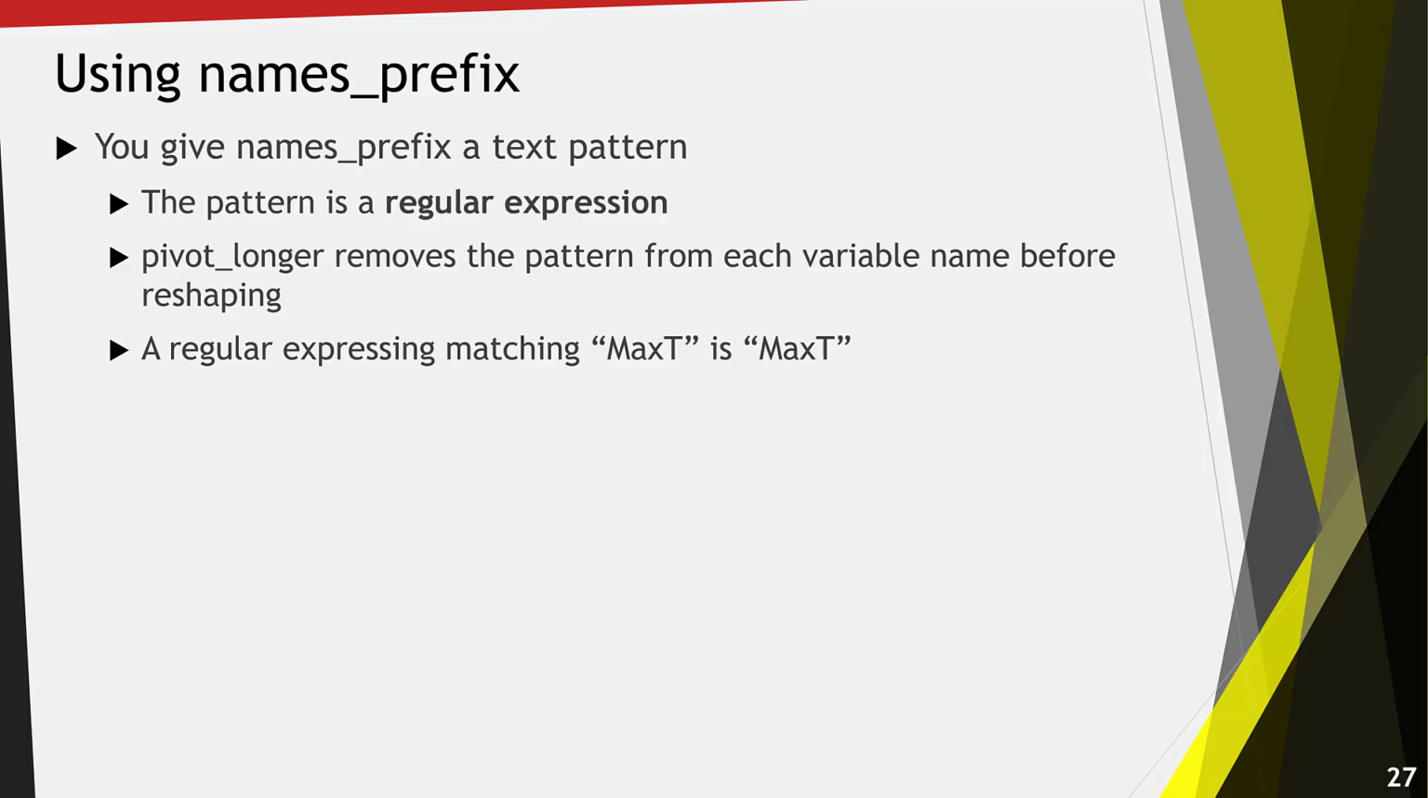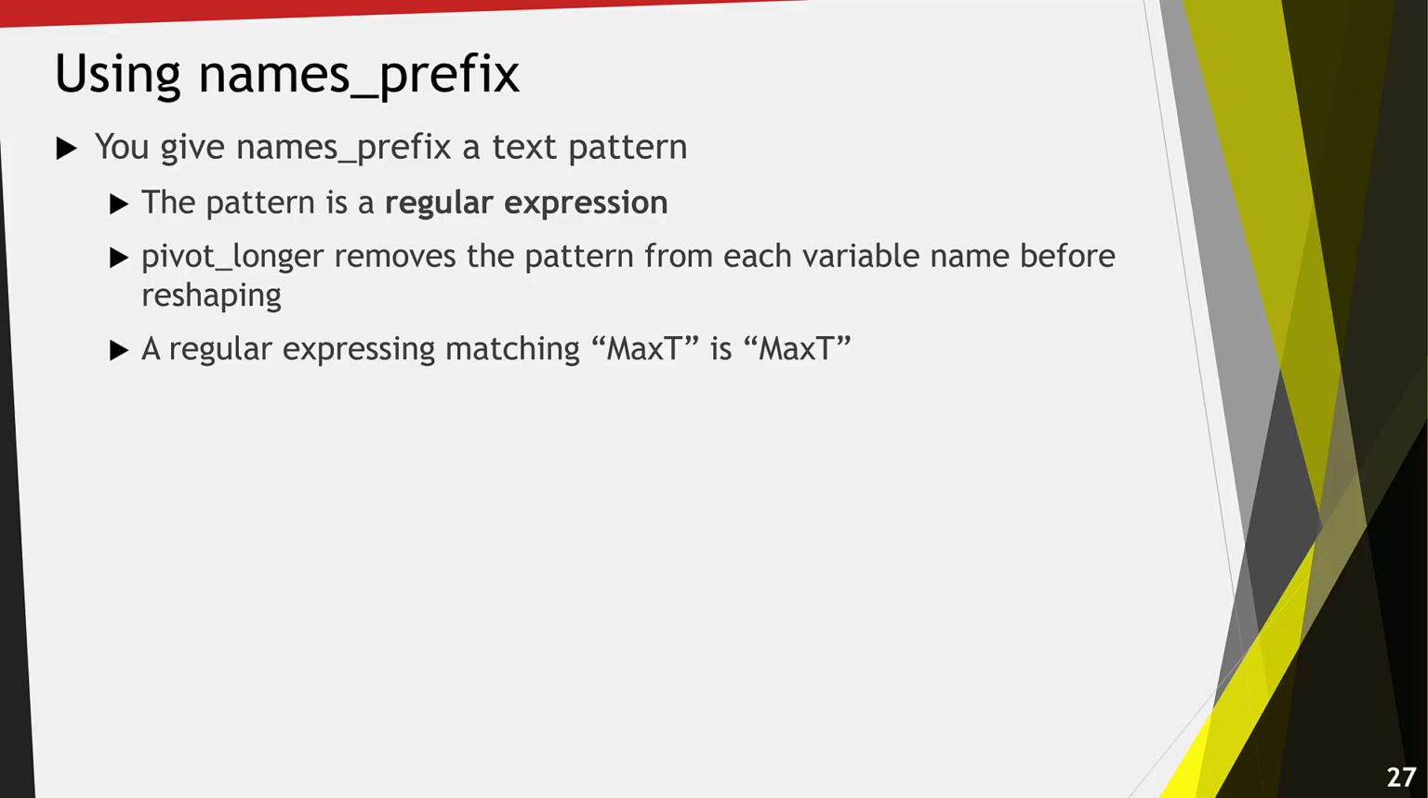The way this works in the case of names_prefix is you give it a text pattern. This pattern is a regular expression. We've mentioned regular expressions in previous videos. They're a very flexible way of matching text patterns in data. What pivot longer does is it looks for the pattern in that regular expression and removes it from each variable name before reshaping. Regular expressions can be complicated, but also very flexible. The nice thing is a regular expression matching the piece of text max t is just max t.